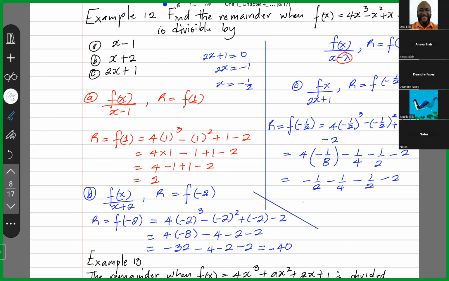All right, it looks as if the remainder, which is f of minus a half, would be equal to minus 3 and a quarter. It's minus 3 and a quarter, or you could say it's minus 13 over 4. Minus a half minus a half is minus 1. Minus 1 minus 2 is minus 3. Minus 3 minus a quarter is minus 3 and a quarter.